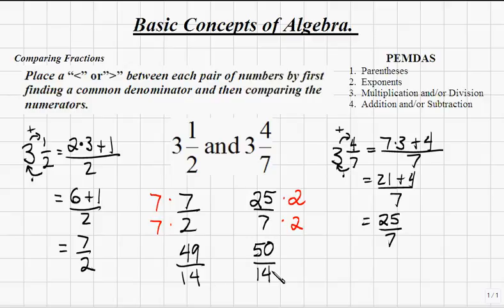To compare these two fractions now, we see that 49/14 is smaller than 50/14, since 49 is smaller than 50. So we'll use a less than symbol to compare these fractions. And so the final answer to our question is that we should use a less than symbol.